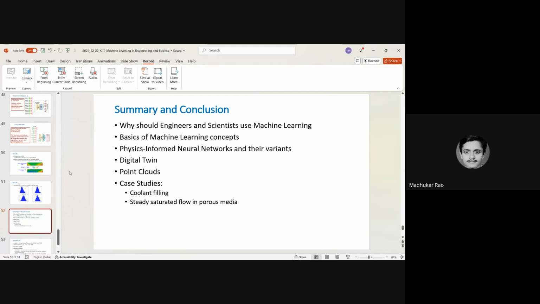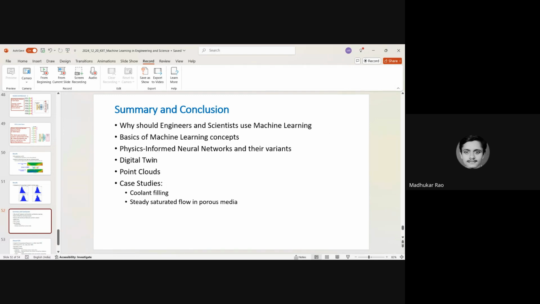Okay, so I'll quickly come to a conclusion, then we can go for some discussion. I have talked about why engineers and scientists should use machine learning in their day-to-day work. I've touched upon the basics of machine learning concepts. And then our preferred approach is the physics-informed neural networks and their variants such as the physics-informed deep operator network, the physics-informed neural implicit flow, and so on.